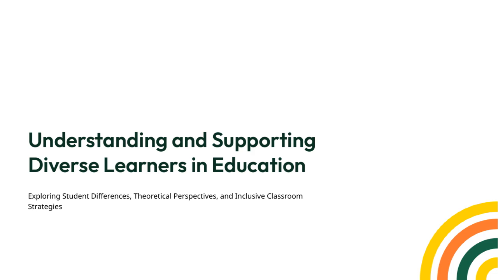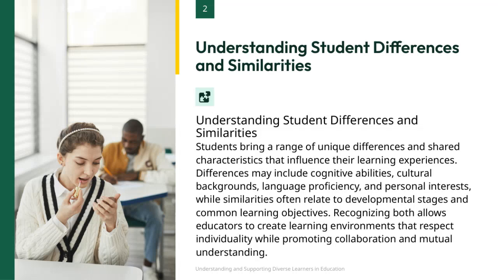Let's get started. When we talk about student differences and similarities, we're really looking at what makes each learner unique, as well as what they have in common. Students come to the classroom with a variety of backgrounds, things like their cognitive abilities, cultural experiences, language skills, and personal interests. These differences shape how they learn and engage with the material. At the same time, many students share similar developmental stages and learning goals, which gives us common ground.